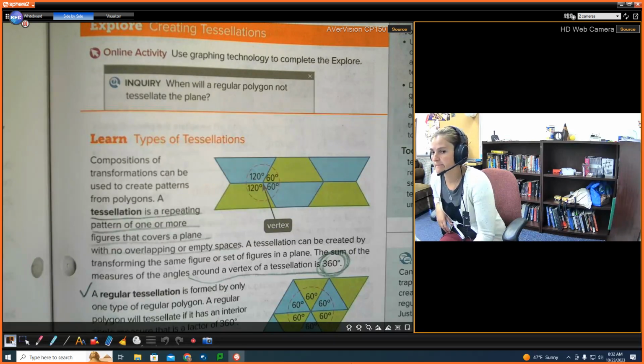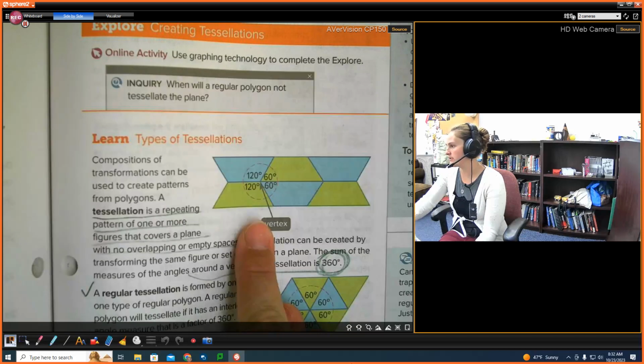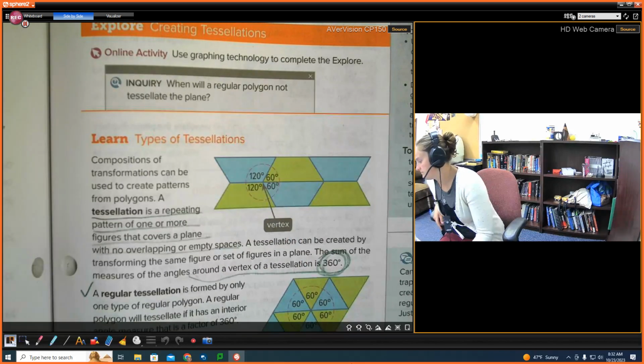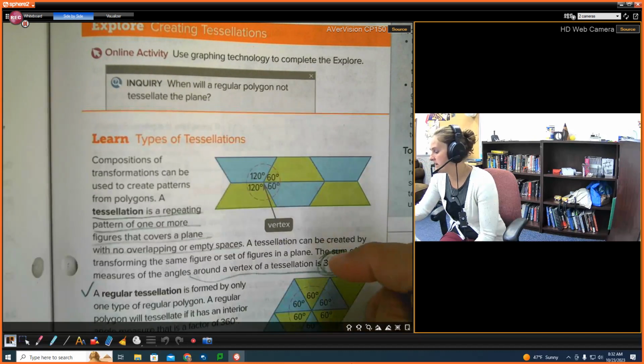Okay, so this first picture is a tessellation of trapezoids. And what pattern are they using? Yeah. So they're reflecting them. Yep.